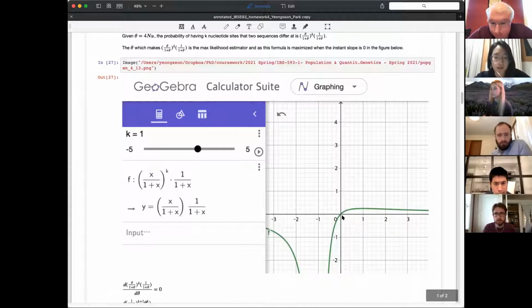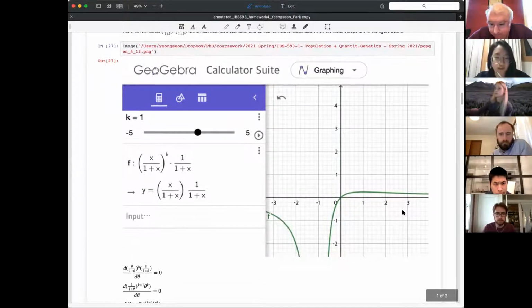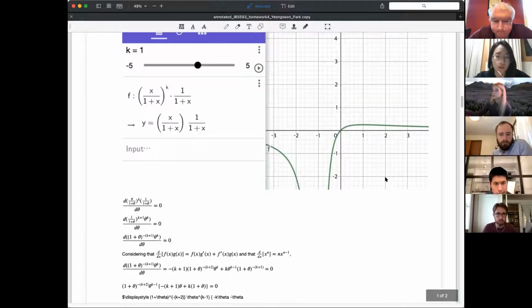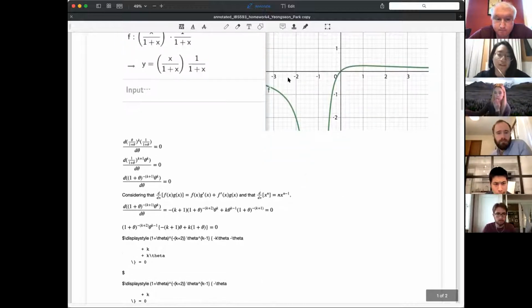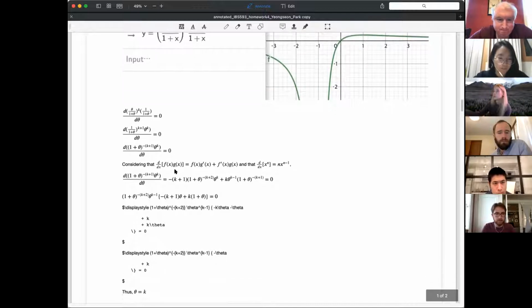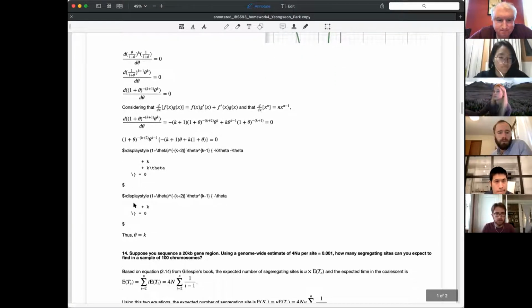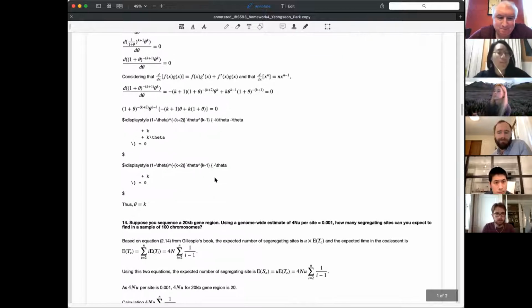Then I see that this function increases a little bit and then decreases again. So the theta that makes this formula maximum would be the theta that makes the slope of this graph 0. So I solved this one. Oops, I lost this formula, but it makes theta equal k. I'm missing the very last part of the solving, but yep.